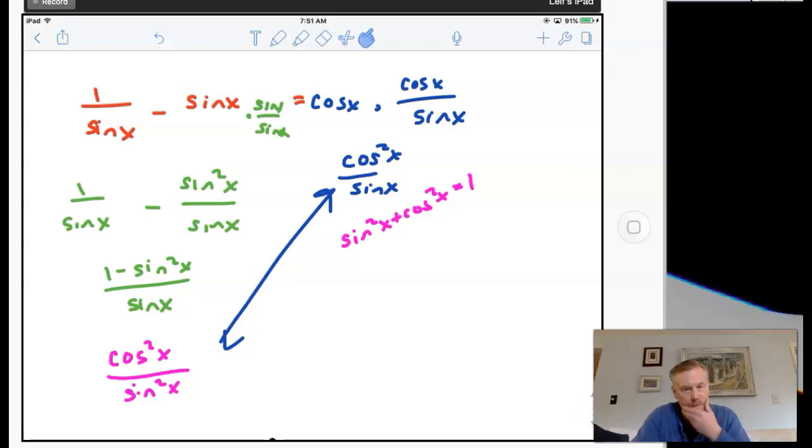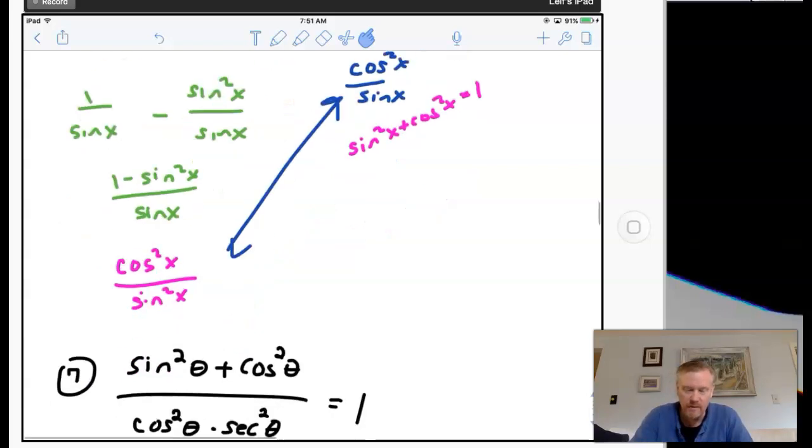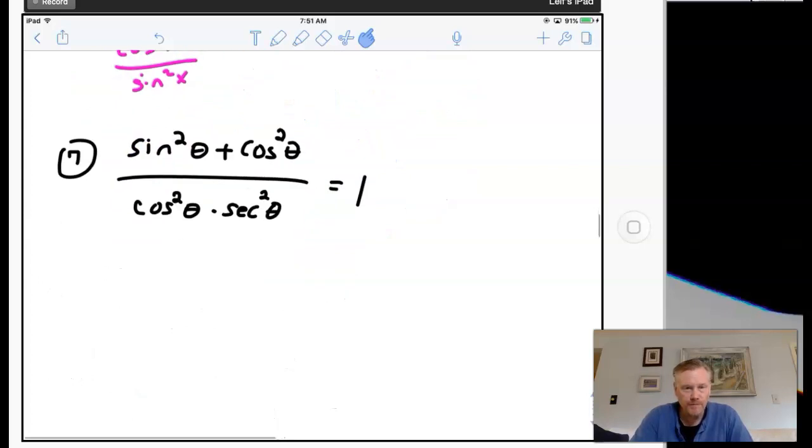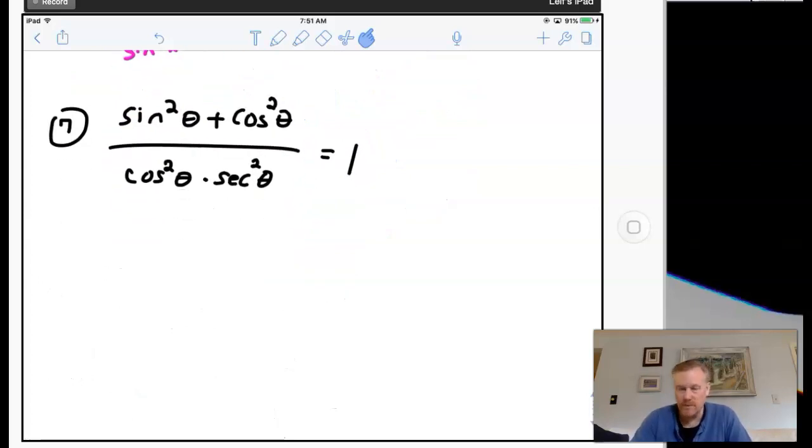I've proven it, okay? So I know I manipulated the right side a little bit just to make it look like I could make it easier to get there. But I didn't do anything to both sides of the equation, which is really the thing that some students try to do. All right, so next one.